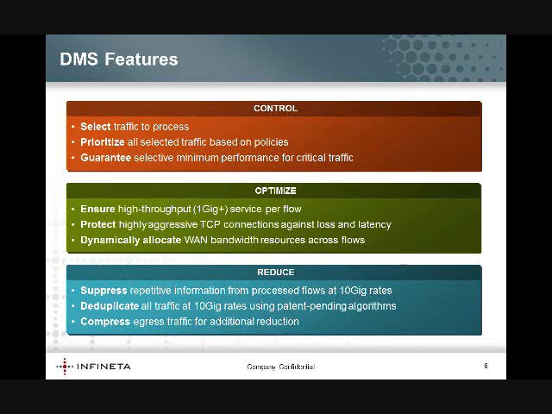The reduction feature set consists of 3 engines: repeat byte suppression, deduplication, and compression. All of these are implemented in merchant silicon and are guaranteed to not falter when the input speeds go up. The repeat byte suppression engine suppresses all repeating bytes in hardware at line rate and simply passes along a reference for the repeating bytes to the next engine.